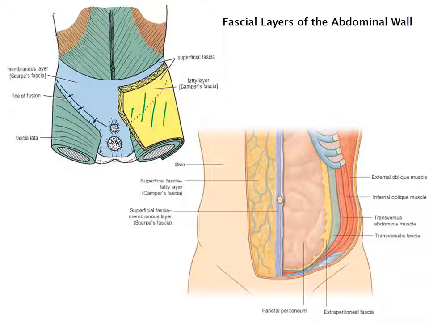If you think of a camper trying to stay warm on a cold night in the wilderness, it will help you to remember that Camper's fascia is the fatty outer layer for warmth. The deep membranous layer of superficial fascia is shown here in blue and is known as Scarpa's fascia. Here in the perineal region, Scarpa's fascia is continuous with Colles' fascia, and at the crease of the thigh, shown here, Scarpa's fascia is continuous with the fascia lata of the thigh, shown in mint green.